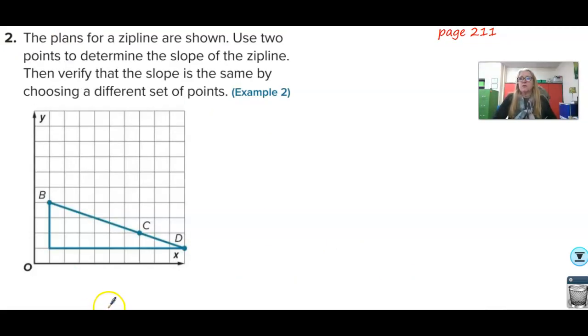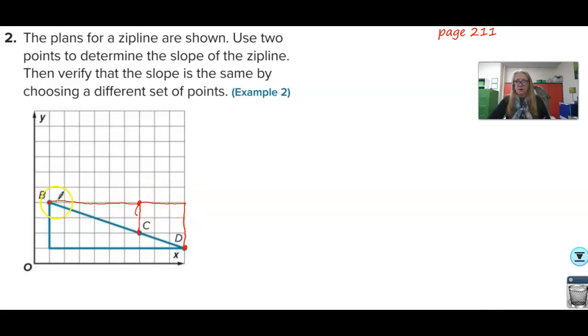Okay, example 2. The plans for a zip line are shown. Use 2 points to determine the slope of the zip line. Then verify that the slope is the same by choosing a different set of points. So let's do from this point to, that's nice. This is the hardest part of this thing, is drawing straight lines. Do that one. And then we will also do one that goes from B to D.